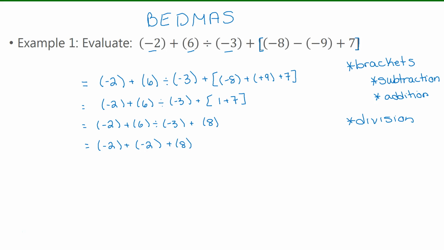There's no more division or multiplication there. Now we move on to addition and subtraction. Well, we just have two additions here, and we'll just do them one at a time, going from left to right. So -2 plus -2 is -4. And we'll perform the other addition of -4 and 8, which gives us +4.